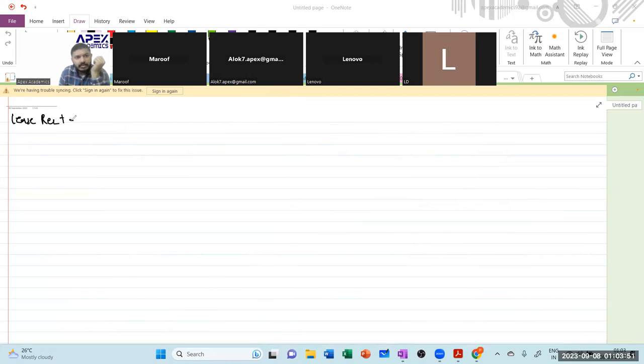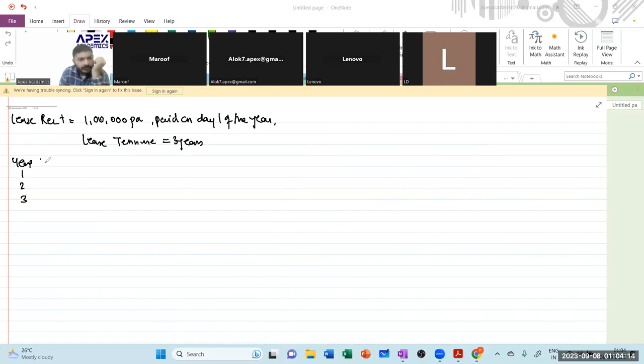Now, lease rent 1 lakh per annum, paid on day 1 of the year. Lease tenure is equal to 3 years. Year 1, year 2, year 3. Lease 1 lakh, 1 lakh, 1 lakh.